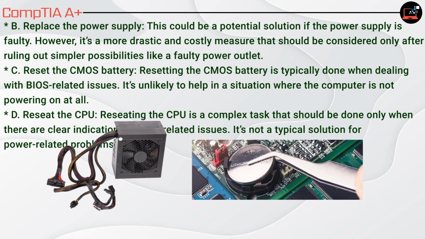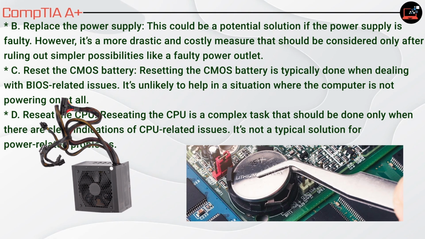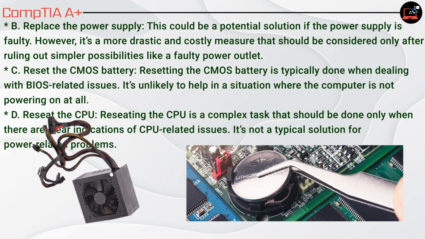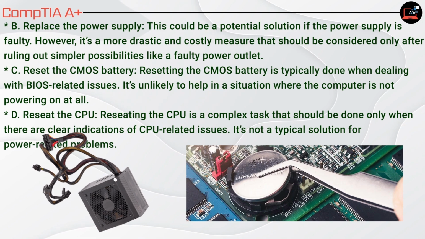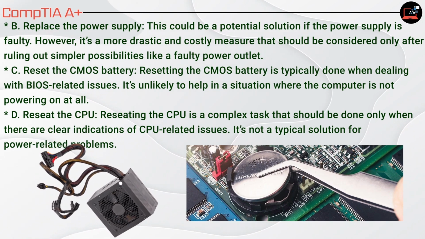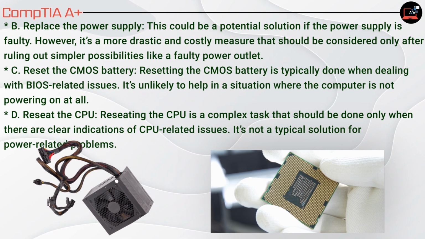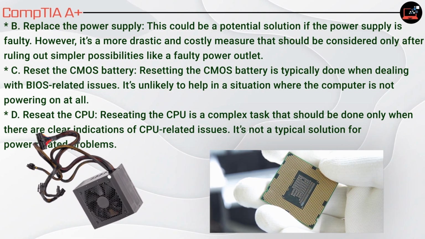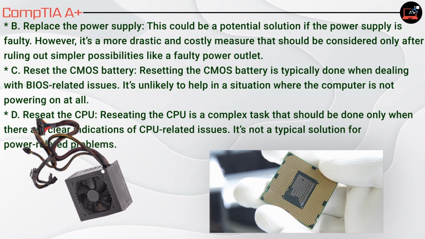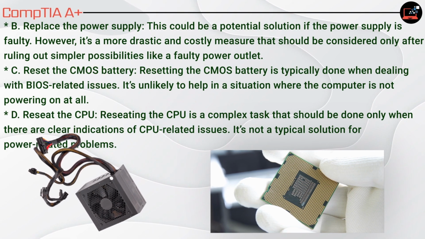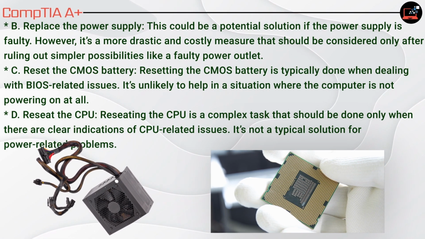C. Reset the CMOS battery. Resetting the CMOS battery is typically done when dealing with BIOS-related issues. It's unlikely to help when the computer is not powering on at all. D. Reseat the CPU. Reseating the CPU is a complex task that should be done only when there are clear indications of CPU-related issues. It's not a typical solution for power-related problems.